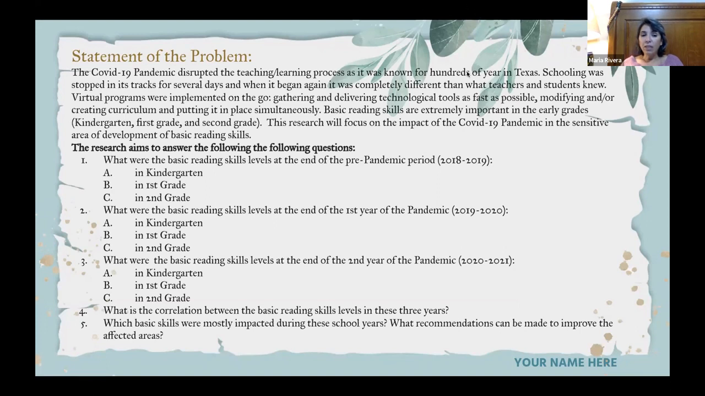Question number 4, what is the correlation between the basic reading skill levels in these 3 years? And number 5, which basic skills were mostly impacted during these school years, and what recommendations can be made to improve the affected areas?